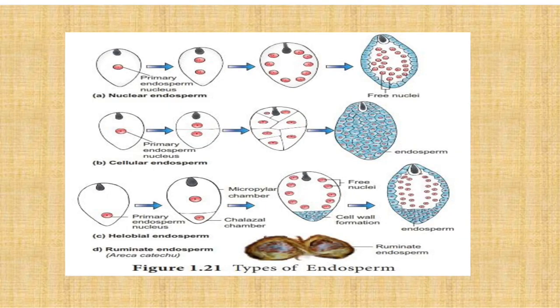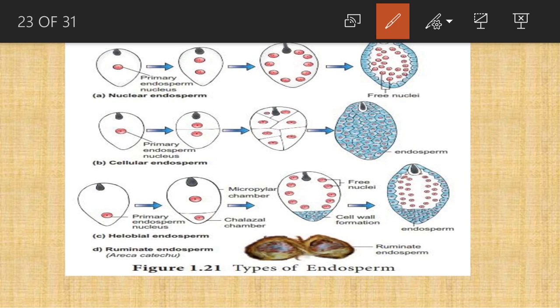Now this is a diagram of endosperm formation. Endosperm formation occurs before the formation of the embryo, so before the development of the embryo. Here there are three types of endosperm formation. First is the nuclear type.